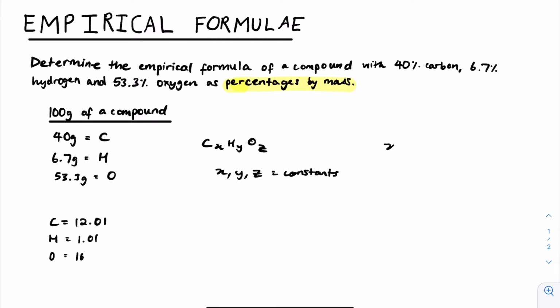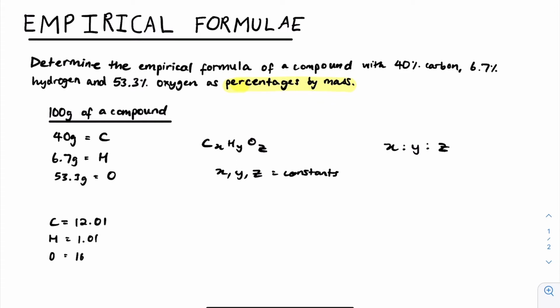So ultimately, we want the ratio to be X to Y to Z. To do that, we have to do the mass divided by the molar mass, and this will give us a ratio, because we want to figure out how many atoms of this carbon make up the 40 grams. So 12.01 times what will give us 40 grams? So let's do that right now.